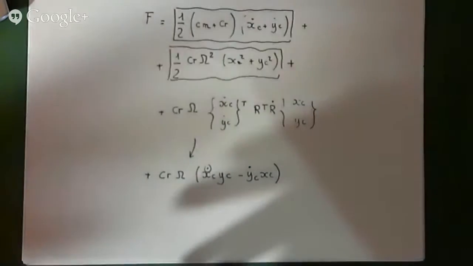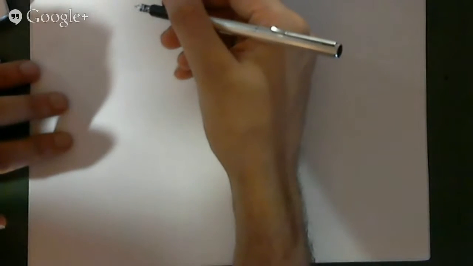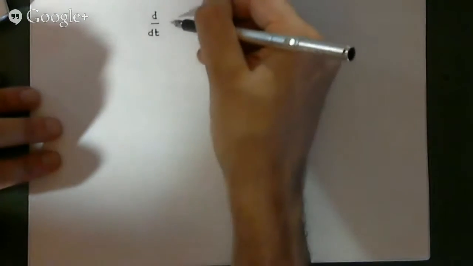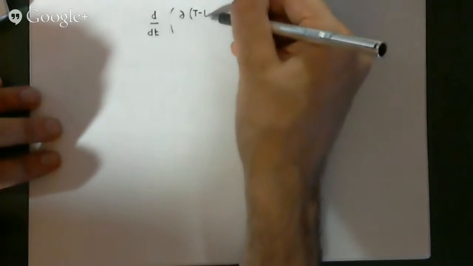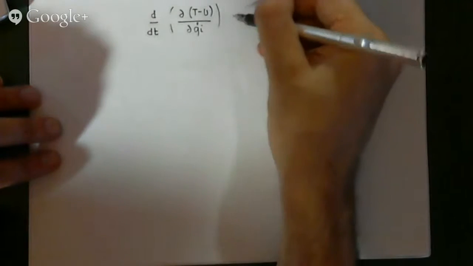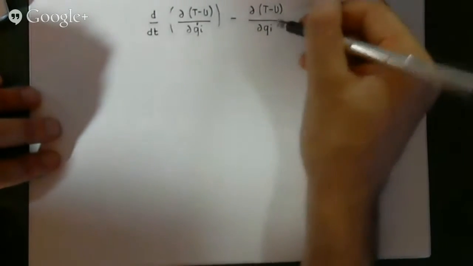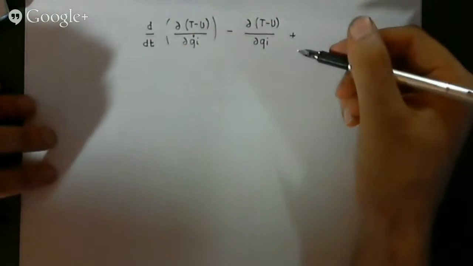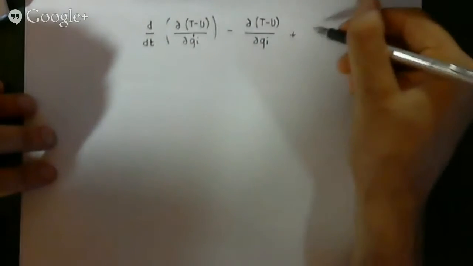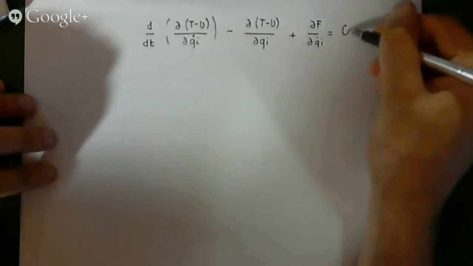By introducing this Rayleigh function into the Lagrange equation, we rapidly obtain the equation: d/dt of the derivative of T minus U with respect to q point i, minus the derivative of T minus U with respect to qi, plus the further term, the derivative of F with respect to q point i, equal to Qi.